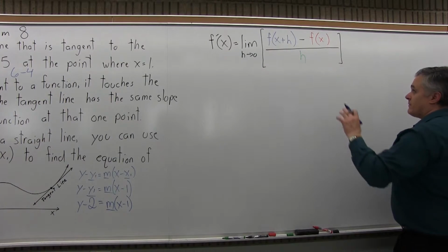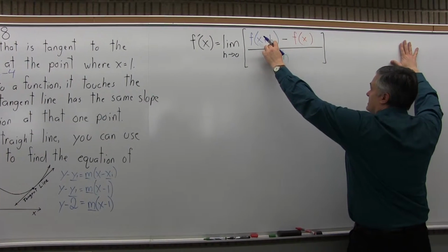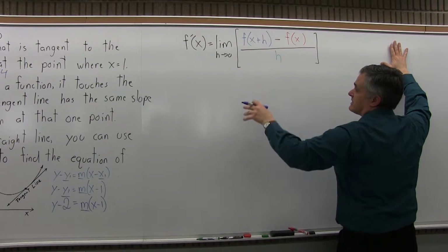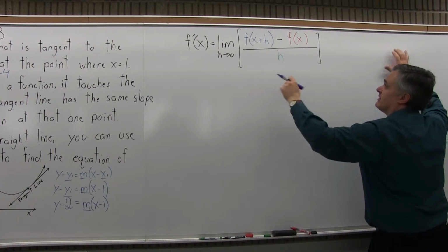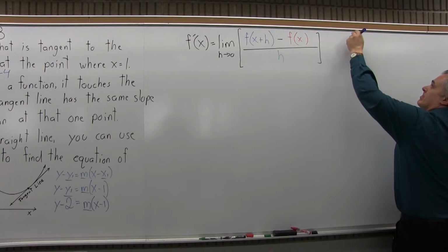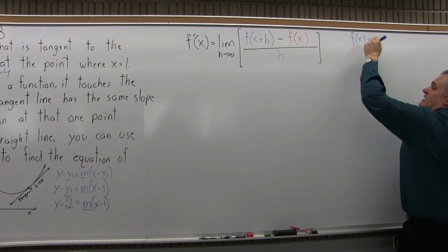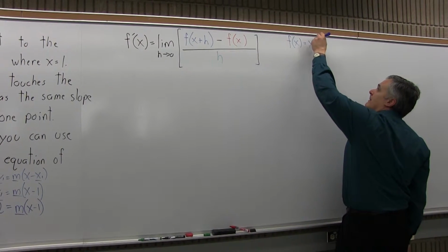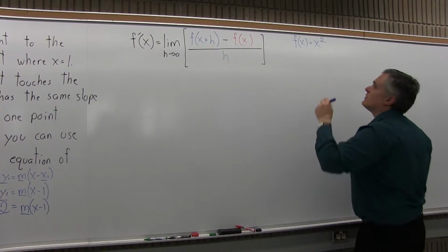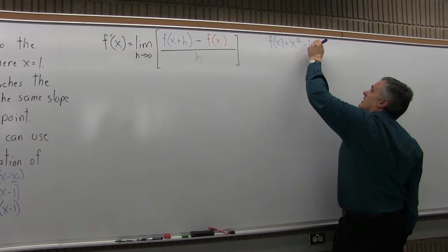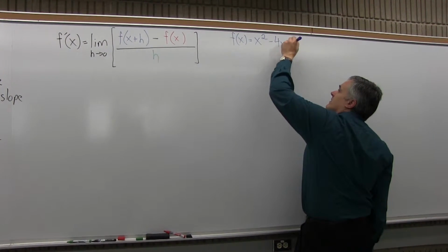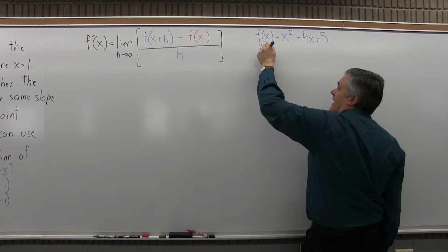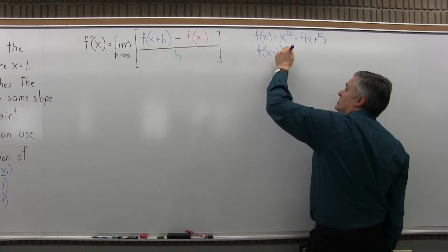So in blue, off to the side here, let me calculate what f of x plus h is. And then I'll start plugging stuff in, and I'll take the limit and everything. So let me start with f of x equals, the question tells me it is x squared minus 4x plus 5.